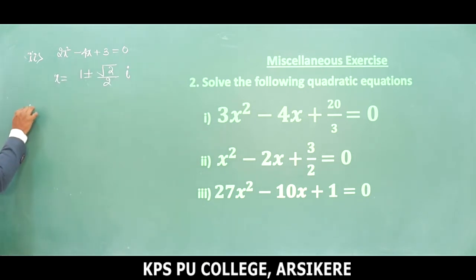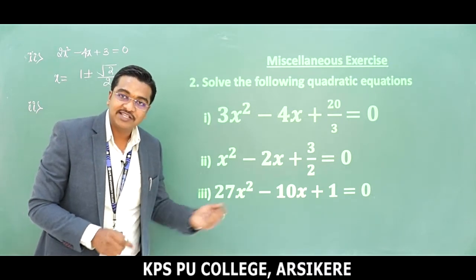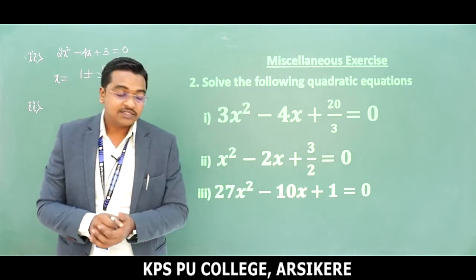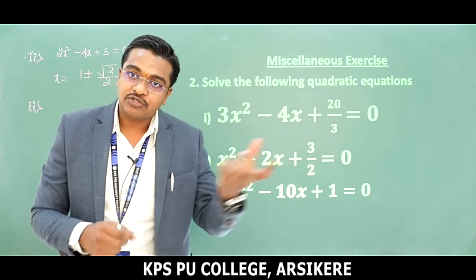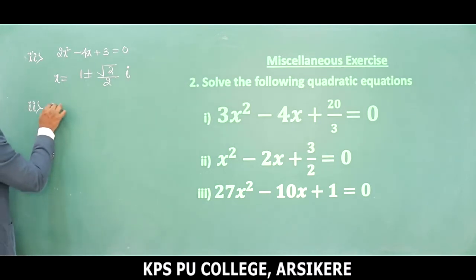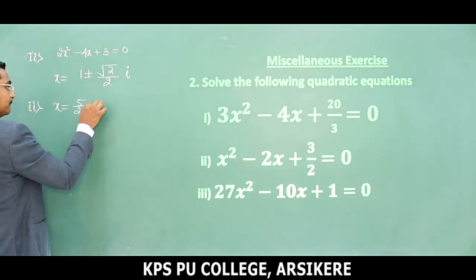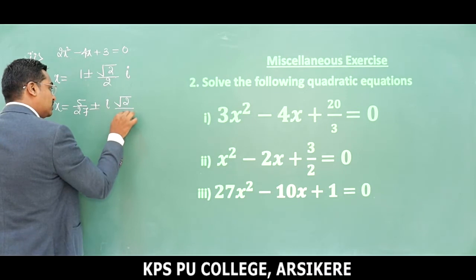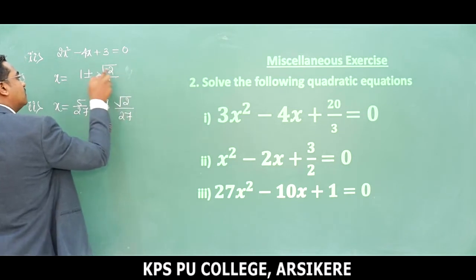Similarly for third question, write answer directly here. So first compare this equation with ax square plus bx plus c is equal to 0. We are left with a is equal to 27, b is equal to minus 10 and c is equal to 1. Just first compare this equation, then take the values of a, b, c, then substitute in the formula. And the corresponding solution is x is equal to 25 divided by 27 plus or minus I times of root 2 divided by 27. Or you can write I here or right hand side. So both are valid. So better to write here only.